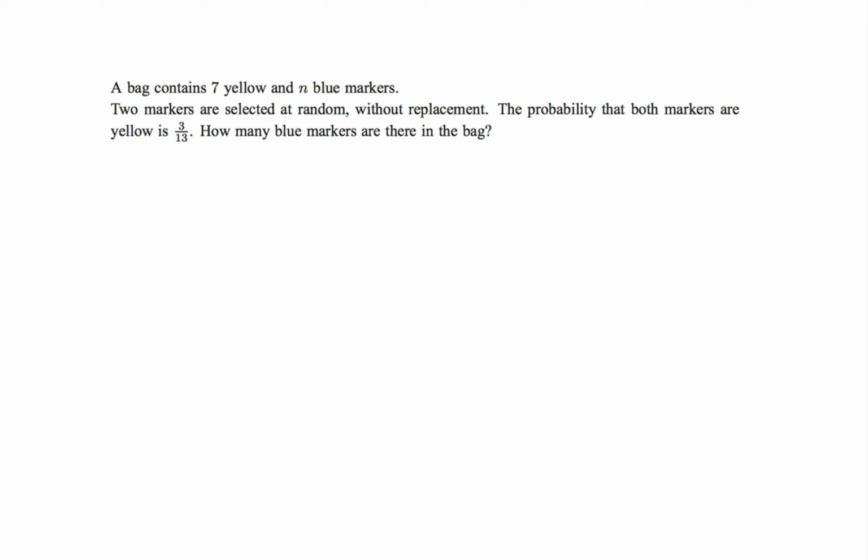The bag contains 7 yellow and n blue markers. So all we know is you've got 7 yellow and we have n blue. 2 markers are selected at random without replacement. The probability that both markers are yellow is 3/16. Find how many blue markers are in the bag. So it's a little more theoretical, but it's the same idea. Here's us. We're drawing markers from a bag, and you can either go yellow or blue.